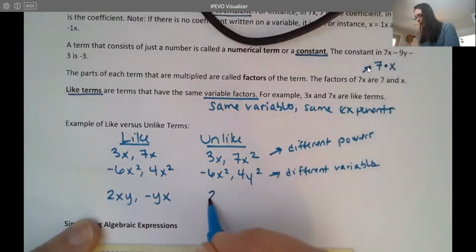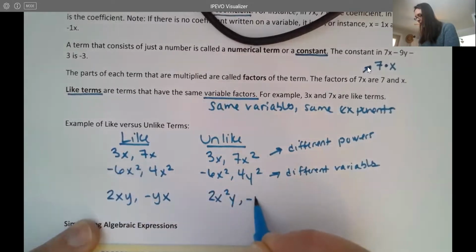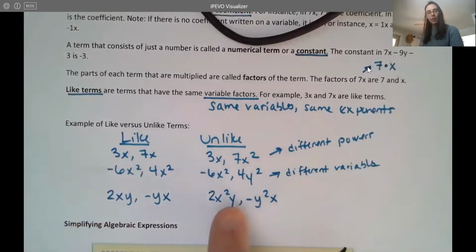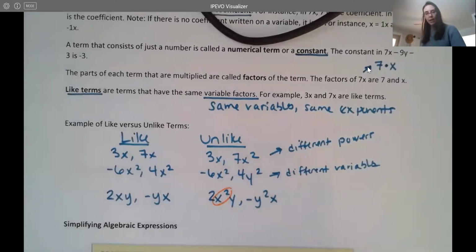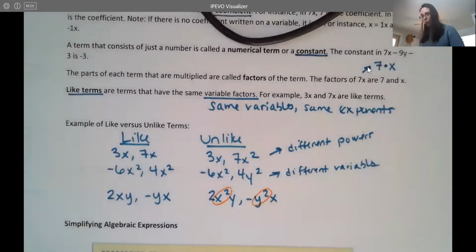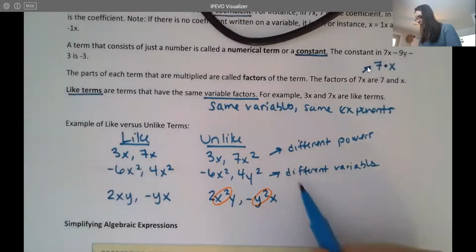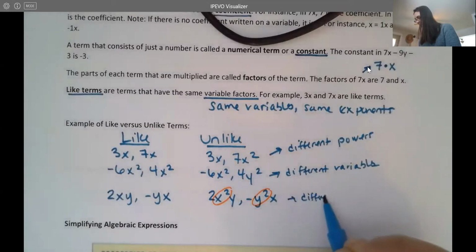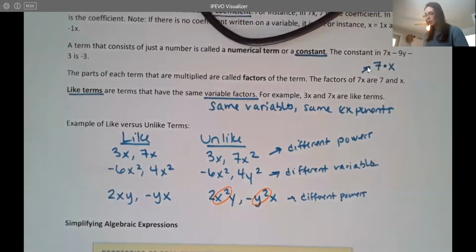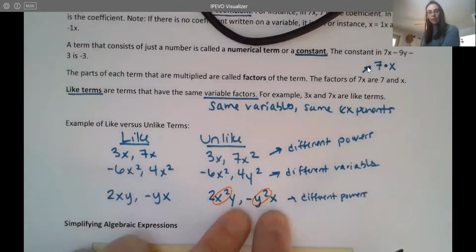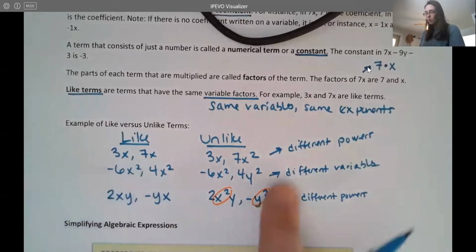Something that would be unlike is if I had something like 2x squared y and negative y squared x. So here we have the same variables, x and y. We have the same power too, but that power jumps. Notice that over here, the power is on the x squared, and over here, the power is on the y squared. So these are actually different kinds of things. I know the power is the same, but it's not the same on the variables. This one has an x squared, this has an x. This has a y, this has a y squared. For them to be the same, they both have to be x squared or they both have to be y squared. So these are unlike terms.